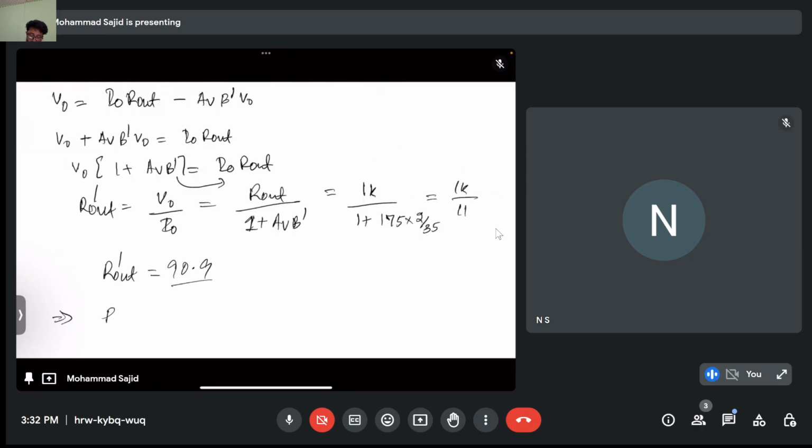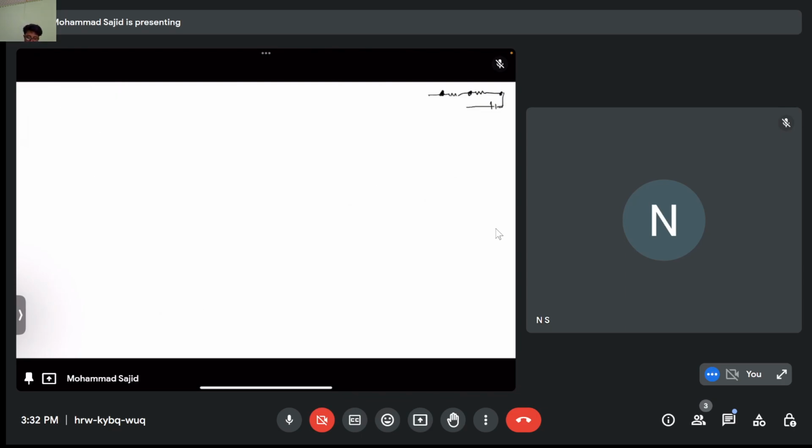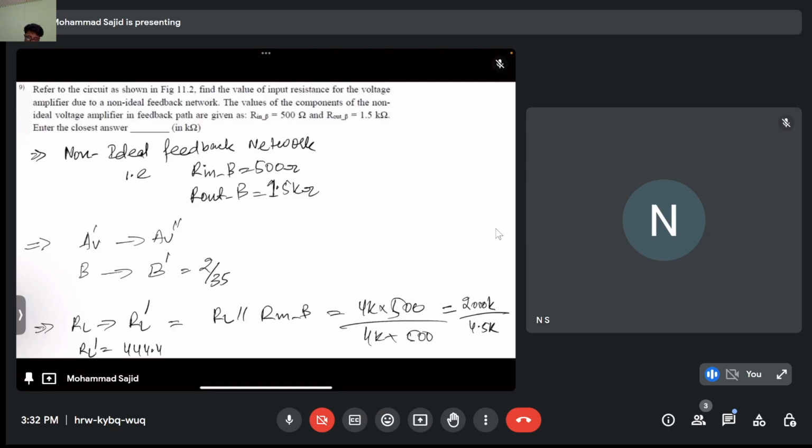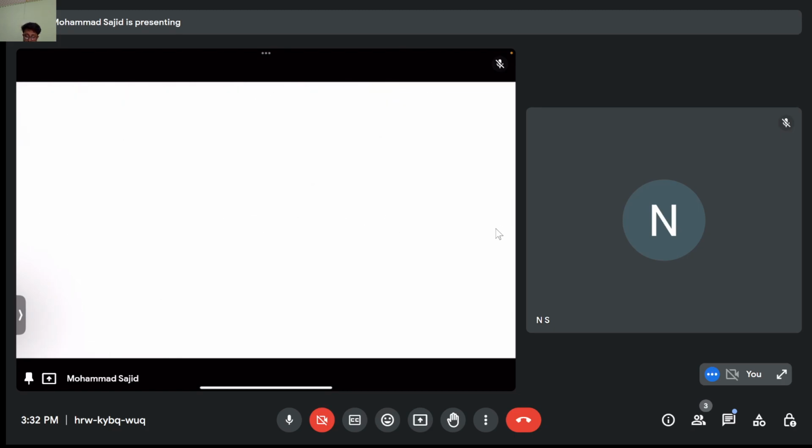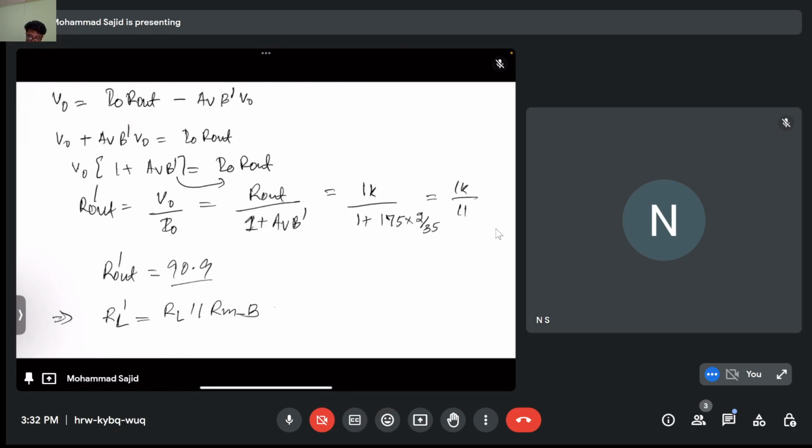Now you have to find RL dash. That will be RL parallel to R_NB, right? Here RL parallel to R_NB. I have calculated it in a previous step. Let me just go back there. Here, RL parallel R_NB will be 4K parallel 500, divided by 4K plus 500. It comes out to be 444.4. We'll just write the value here.